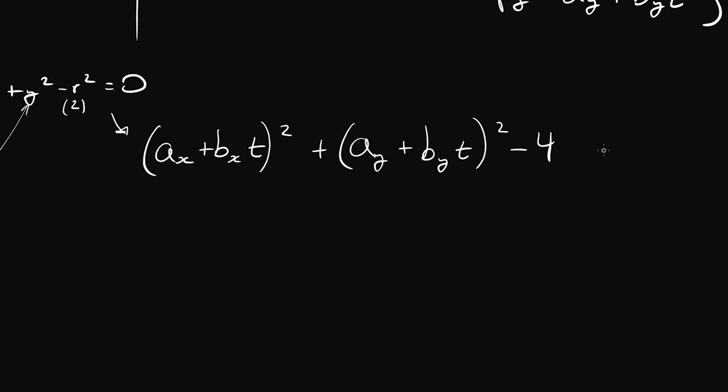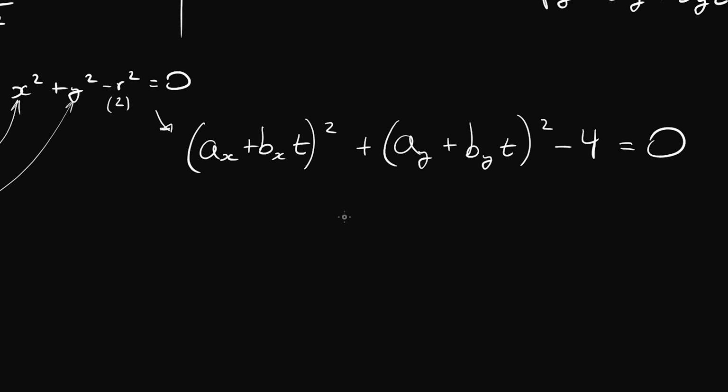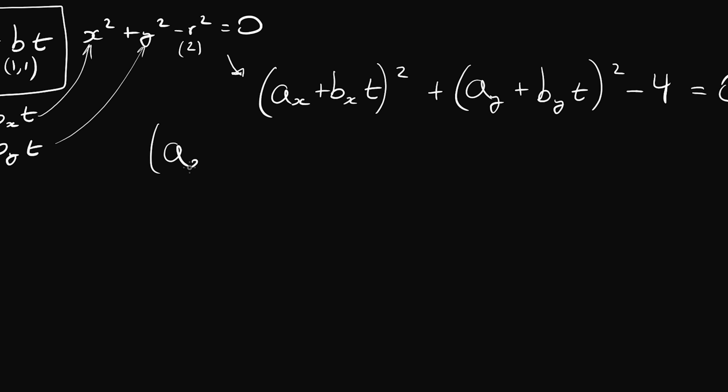So I'll just write minus 4 equals 0. Now at first glance, this might look completely useless, but let's just continue simplifying this. We're actually going to expand these brackets and see what we can come up with. If you remember how to expand brackets, it's a bit of a pain, and this is one of the reasons why I decided to go with circles, not spheres, so we'd have fewer brackets to expand.